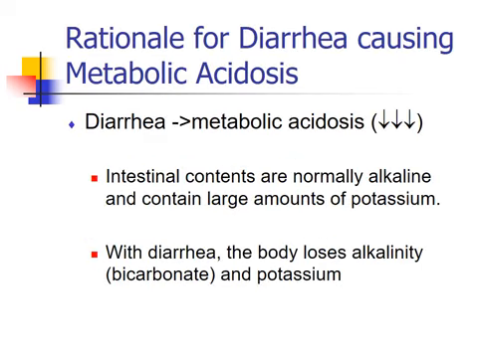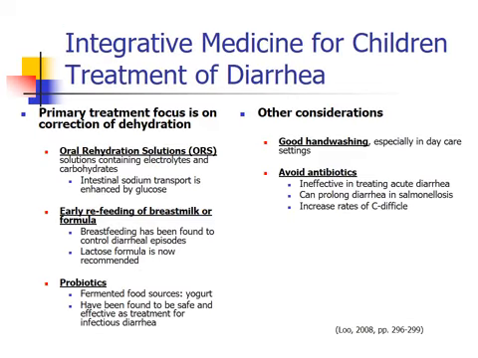The rationale for diarrhea causing metabolic acidosis is listed for you, and I'll have you read through that. Integrative medicine for children and treatment of diarrhea. Again, we use oral rehydration therapy, as we had mentioned before. We want to continue with breastfeeding. Possibly using a lactose formula is now recommended. Before, we used to hold off on feedings.